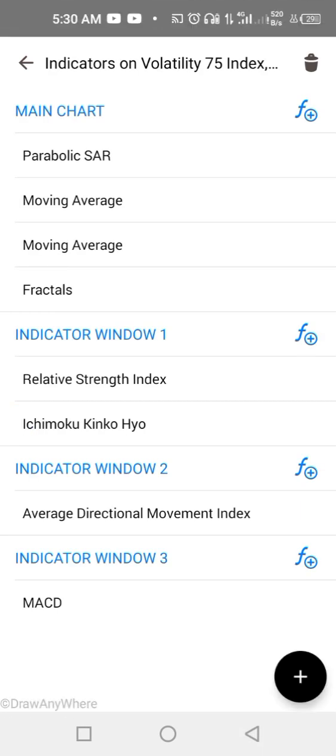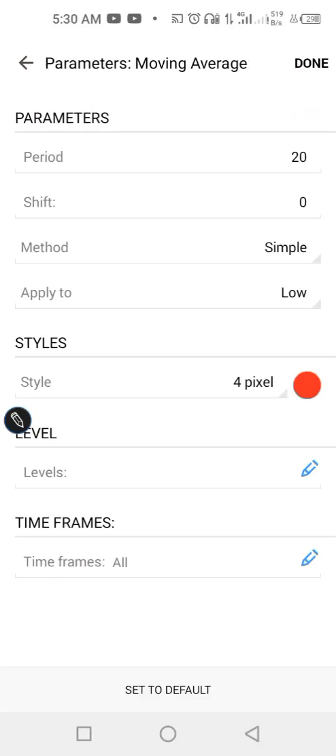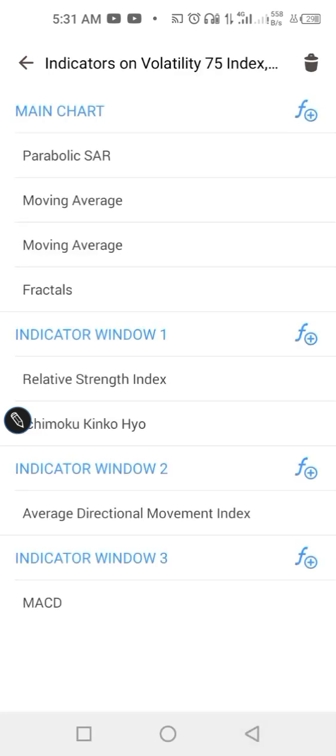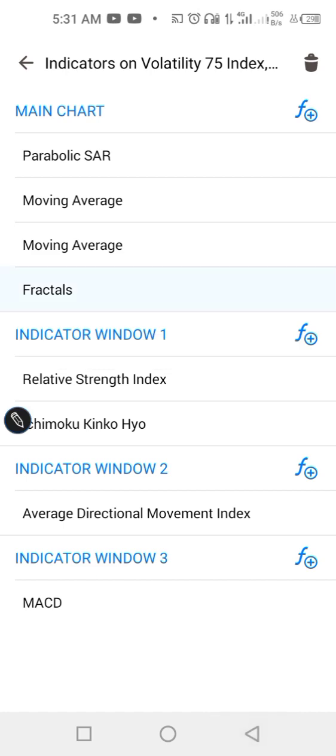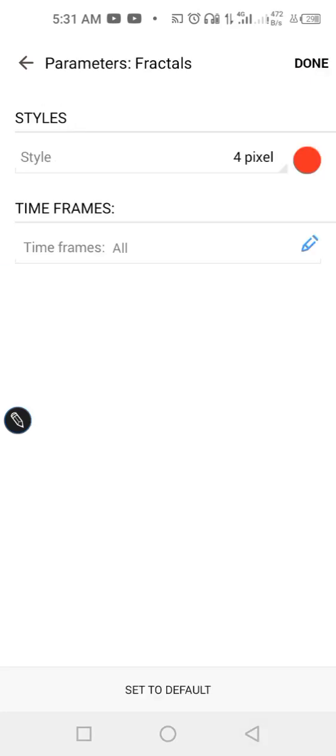Okay, you go back. The next moving average, still the same period. Period 20, shift 0, method simple, apply to low, style 4 pixel and color red. You can choose the color of your choice. And the next one is fractals. These are fractals.